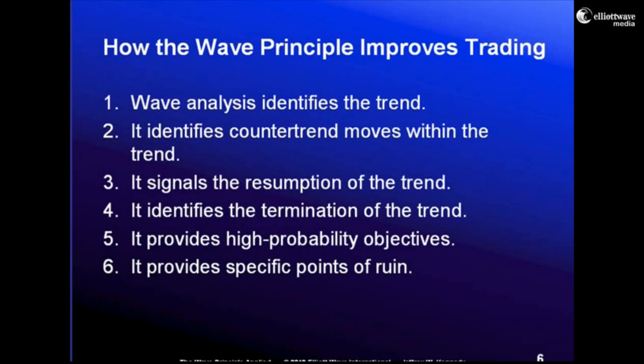It also provides specific points of ruin, and this is very important. Specific points of ruin is simply a fancy way of saying I'm wrong, I'm wrong on a wave count, I'm wrong in my analysis. The wave principle does an excellent job in this respect with its rules and guidelines. For example, we all know the 3 primary rules with respect to motive waves. Wave 2 cannot retrace more than 100% of wave 1. Wave 3 cannot be the shortest impulse wave of waves 1, 3, or 5. And wave 4 cannot end in the price territory of wave 1.